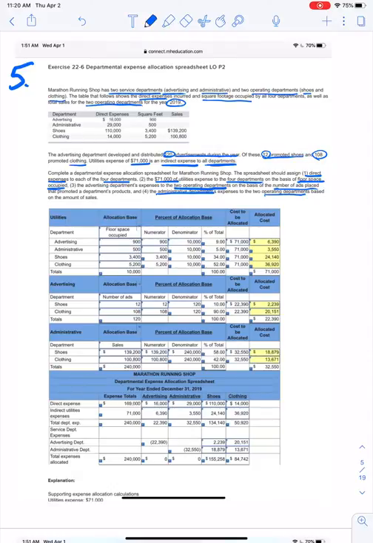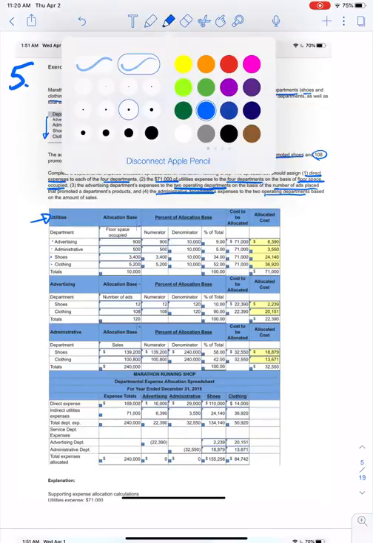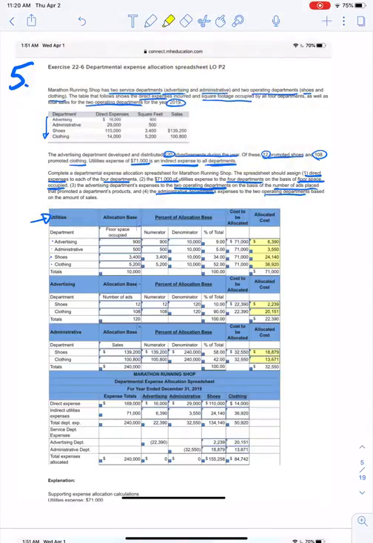So if we look at this, the first thing we're going to do is allocate our utilities. So we see that in each department are listed advertising, administrative, shoes, and clothing, right? And those just come straight out of this table right here. Now, to allocate utilities, we were told that they wanted us to allocate these utilities on the basis of the space occupied. So on the basis of floor space occupied. Okay. So what I need to do is look up here and see if I can figure out how many square feet were used for each department. And in this table right here, sure enough, they tell me the square footage used for each department.